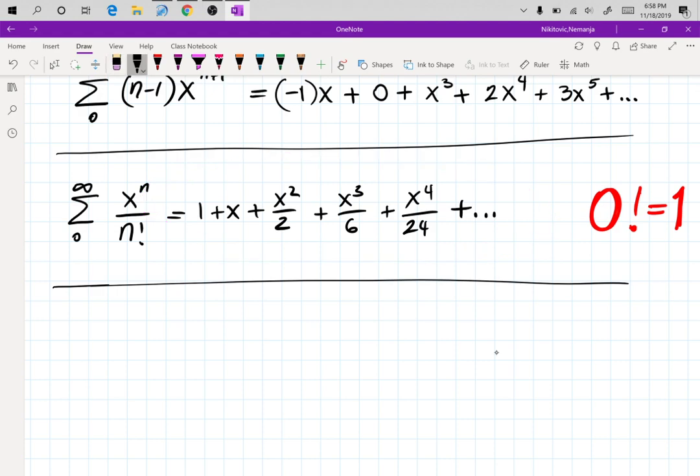All right, let's go and talk about something that's called Taylor series, which are power series with specific coefficients, and it has a specific purpose. This is the big deal over here.